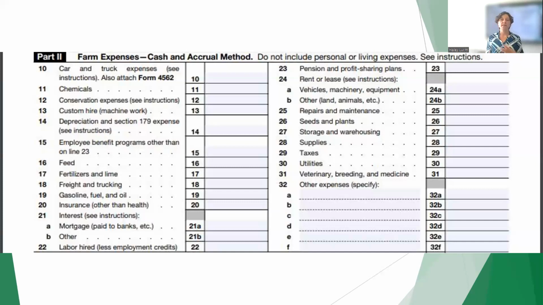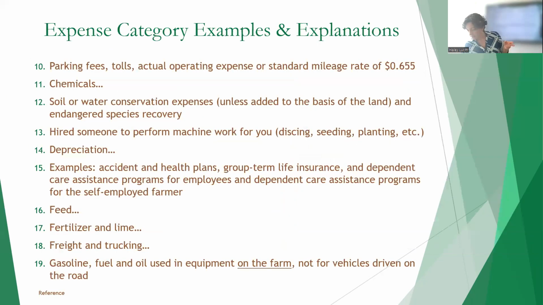All right. This is the third section of the Schedule F. It is our expenses. The expense section is pretty self-explanatory. I'm going to touch on a few points that seem to cause people confusion, but line 16 is feed. That's your total feed cost for feeding your animals. Line 30 is utilities. That is utilities used for the farm only. Seeds and plants, line 26, all the seeds and plants you bought to utilize in your farming operation. A few points I do have itemized on the next few slides.